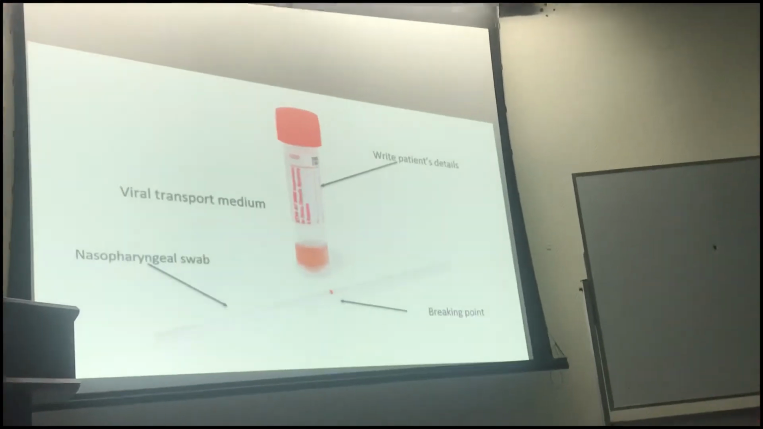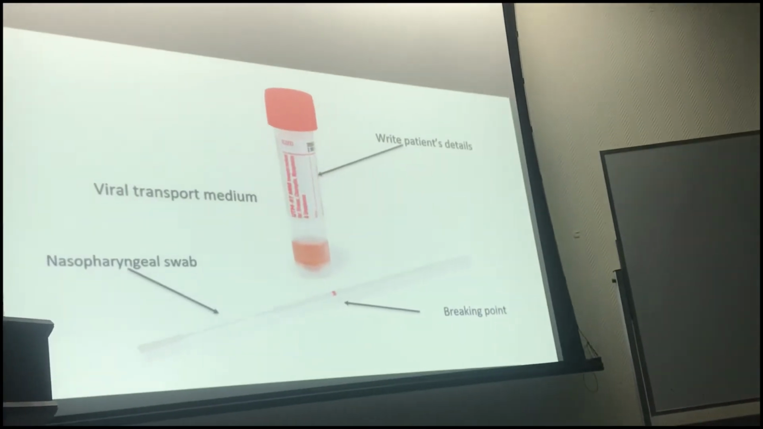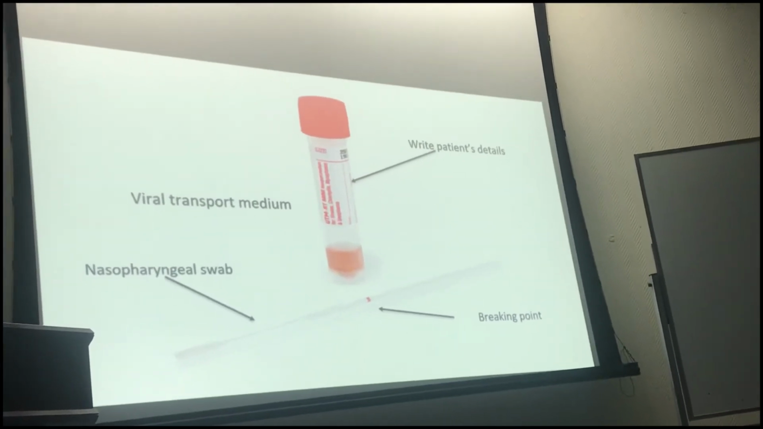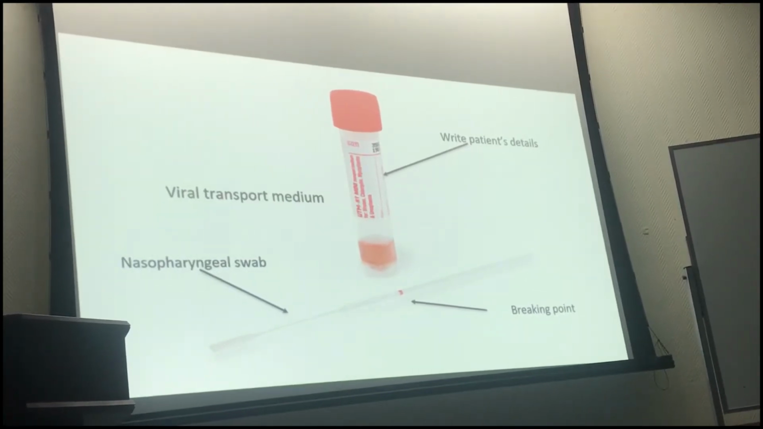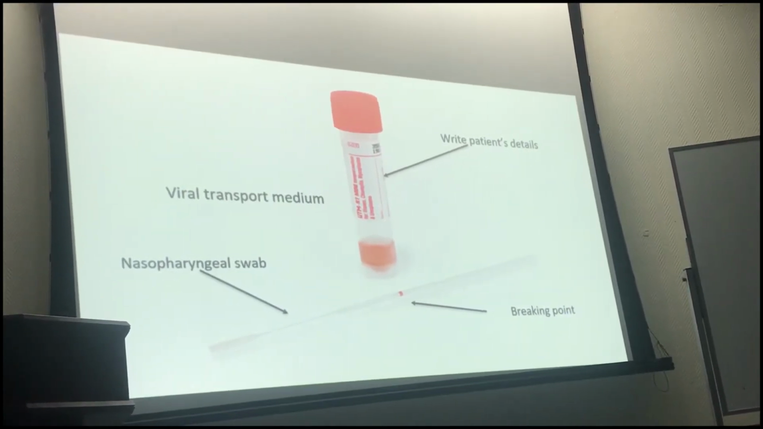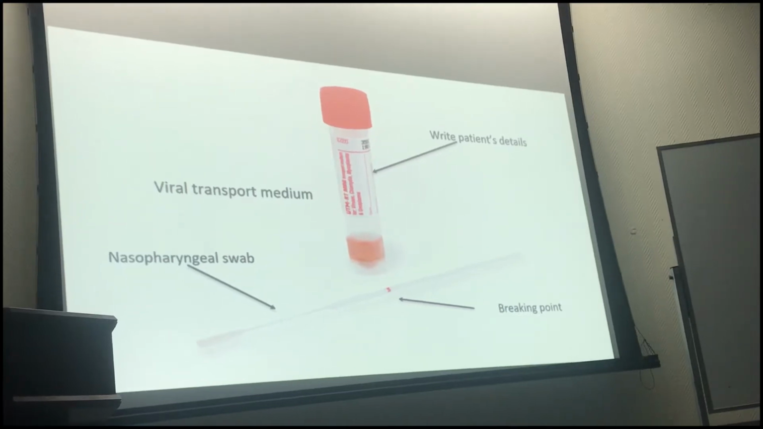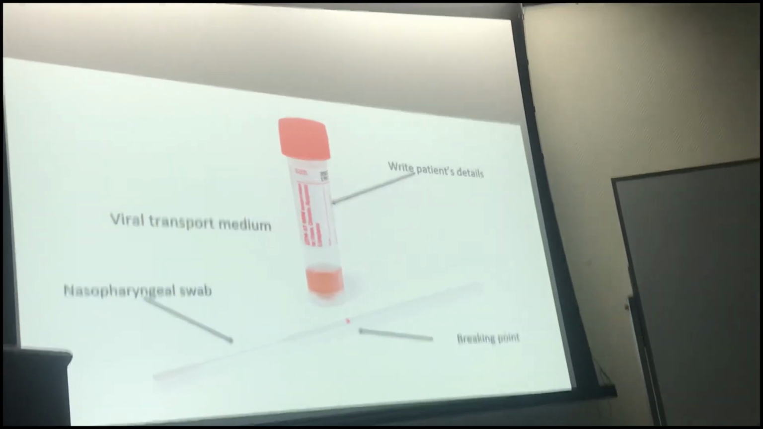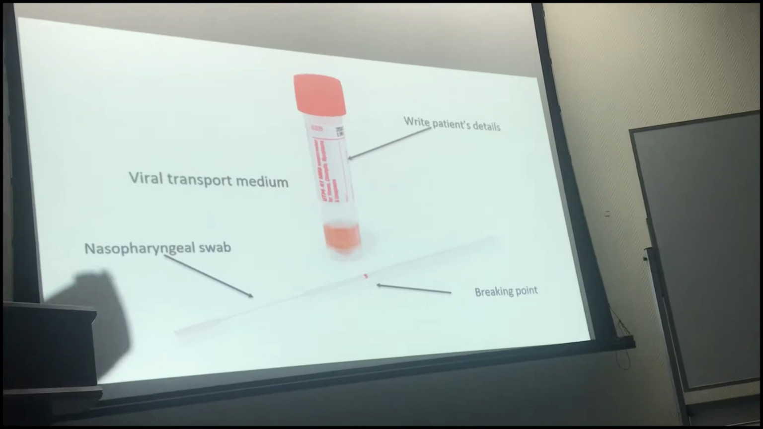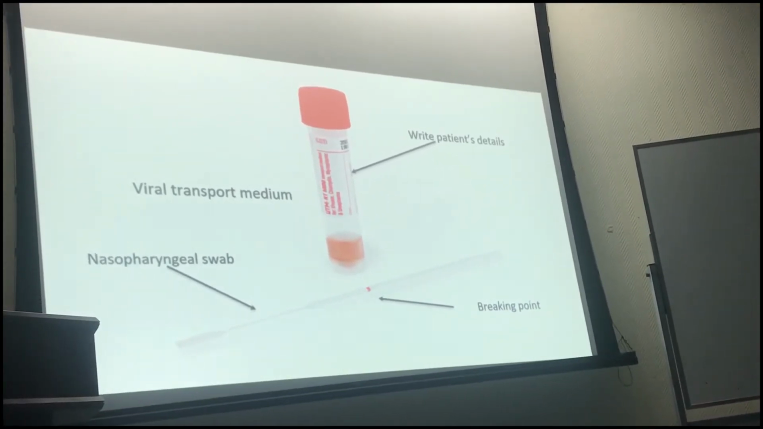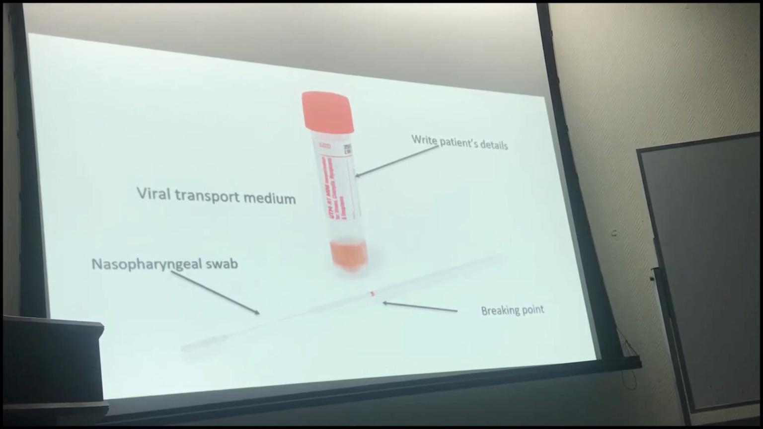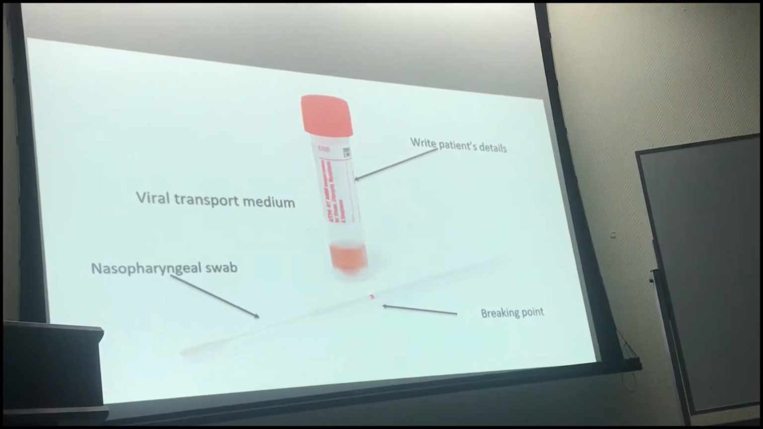So this is the tube, capped and labeled, and inside is the viral transport medium, you can see it. The lower one is the nasopharyngeal swab, and you can see the breaking point. This red point is the point where you should break the swab when you insert it inside the viral transport medium.